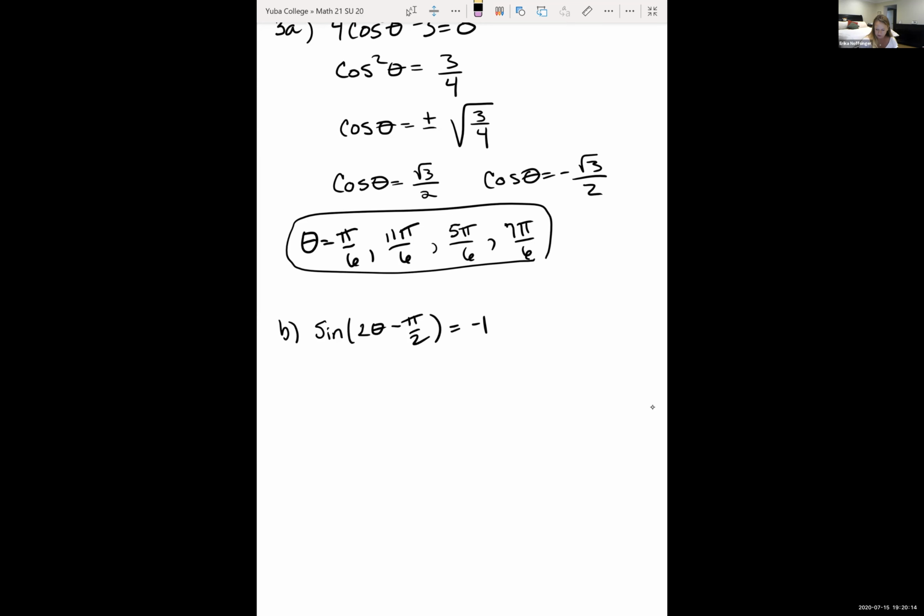some single angle, when is sine of A equal to a positive 1?